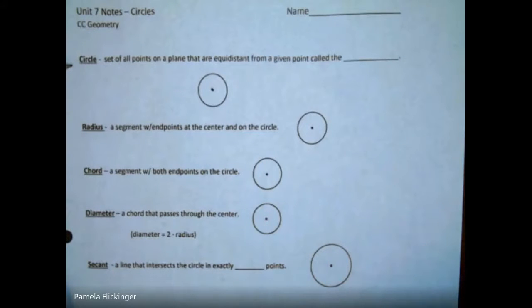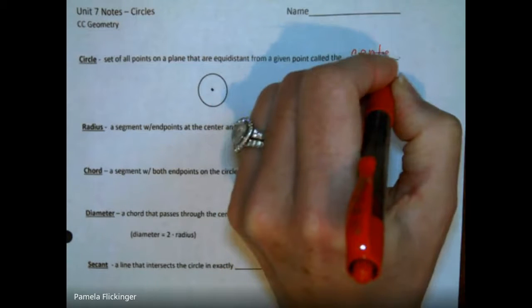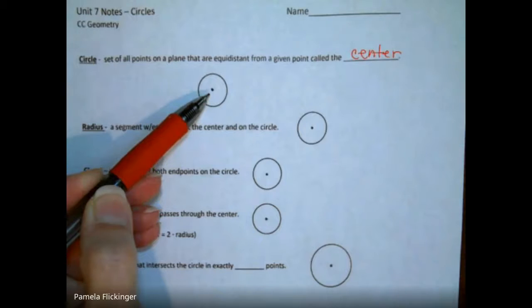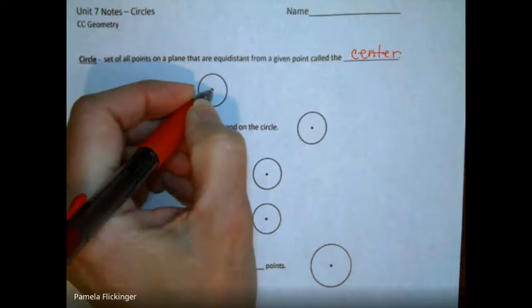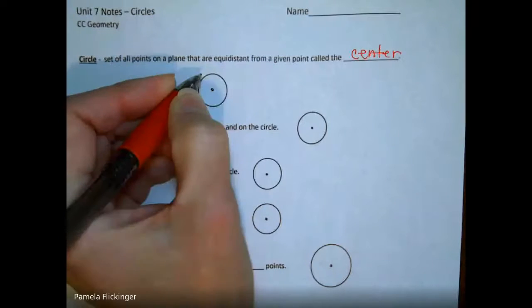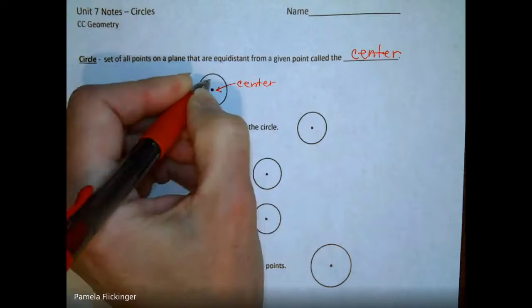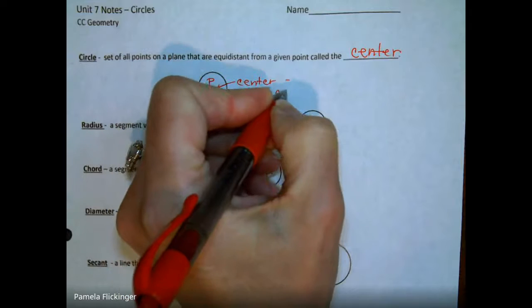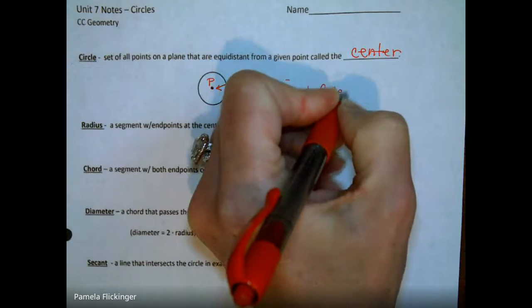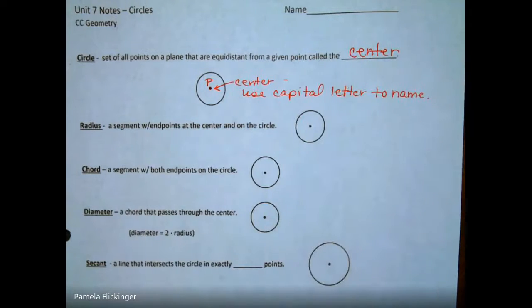So a circle is a set of all points on a plane, which means it's going to be flat, that are equal distance from a given point called the center. You will see in our pictures a dot, or if there are things drawn into the circle, things might intersect at the center, but we use capital letters. So there's your center, and I'm going to just give this a capital P. Use a capital letter to name it, and of course it's a capital letter because it's a point, and that's how we name points.